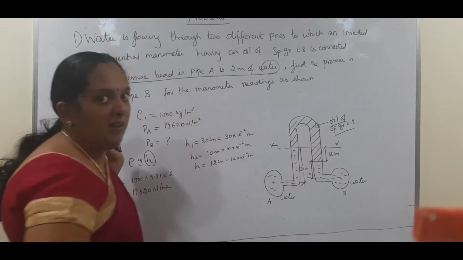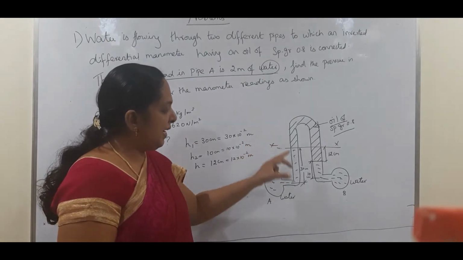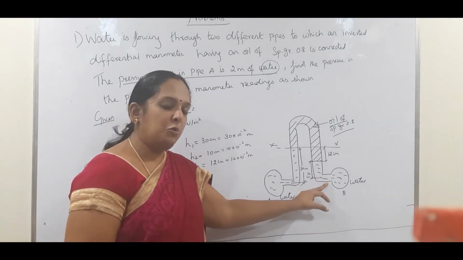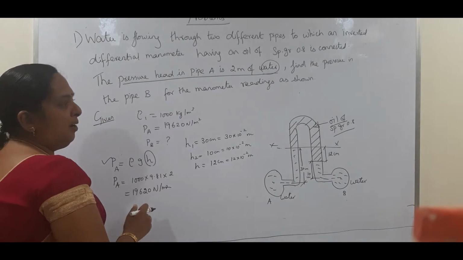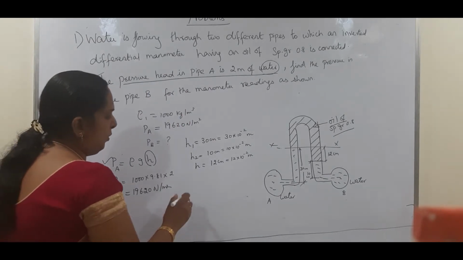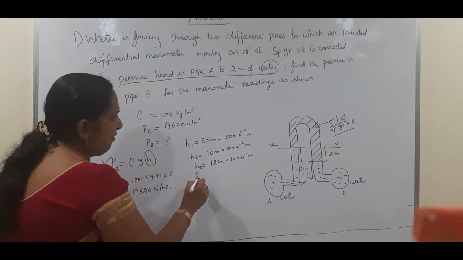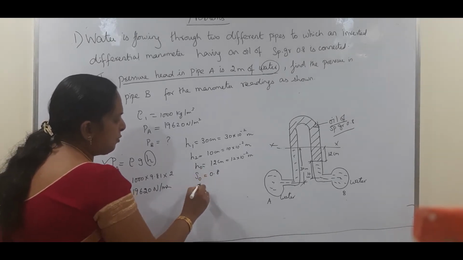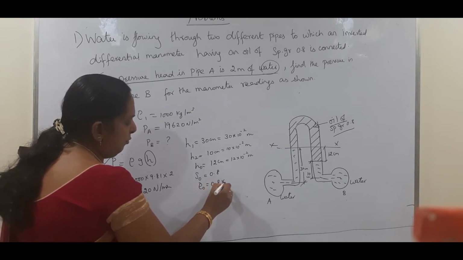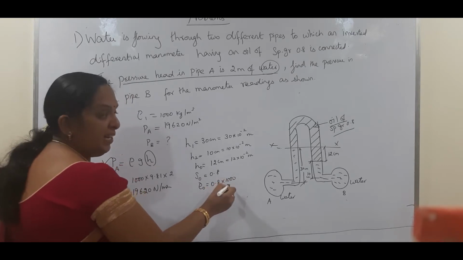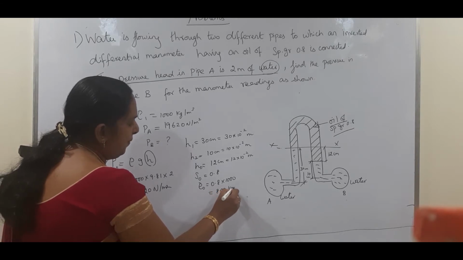Usually, other than mercury, we can have oil also. But the specific gravity of such a liquid should be greater than the specific gravity of the liquid whose pressure is to be measured. Already we have discussed this. So here they have given you the oil of specific gravity 0.8. It's not mercury. This is the height of your oil, and the specific gravity of oil is given as 0.8. So automatically rho naught, that is the density of your oil, is 0.8 into 1000. It is specific gravity into density of the standard fluid. So it is 800 kg per meter cube.